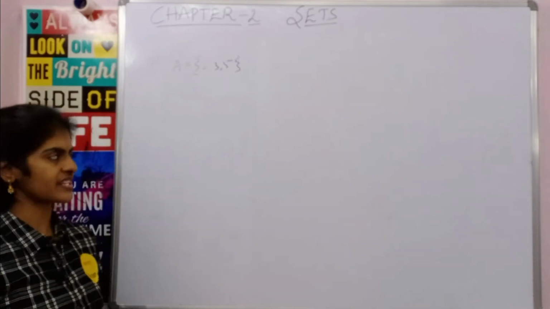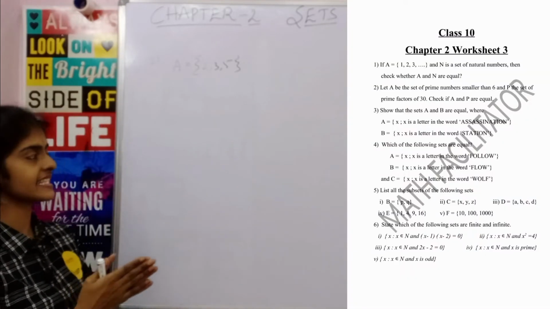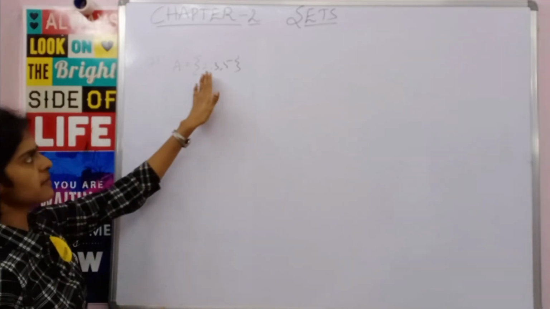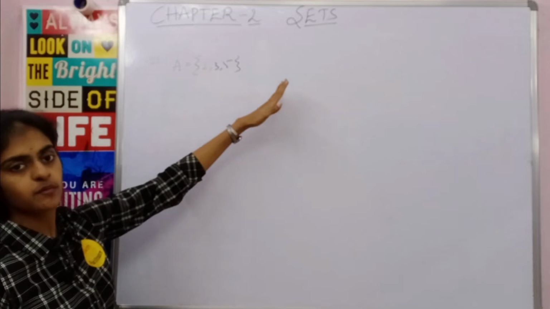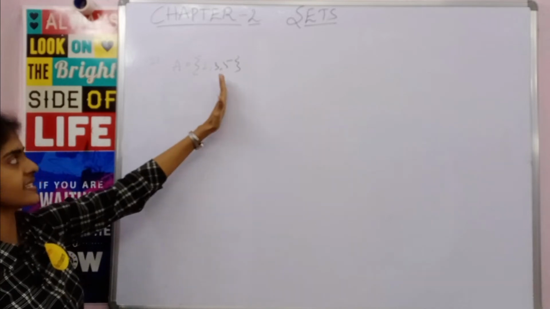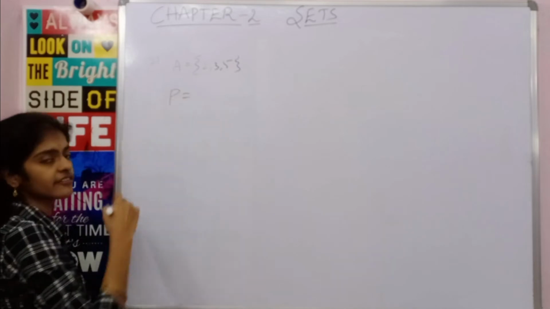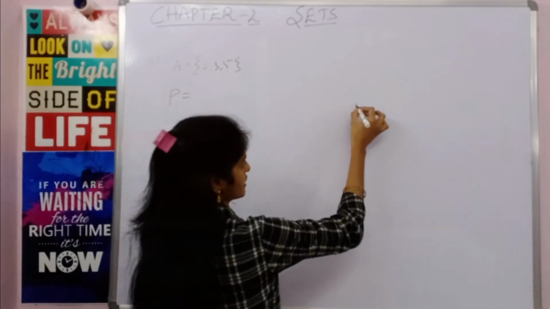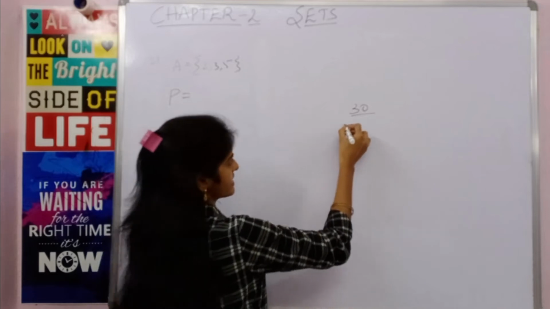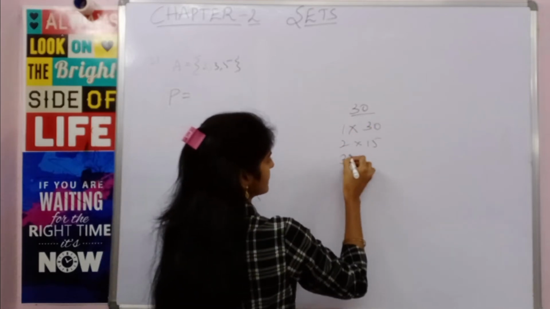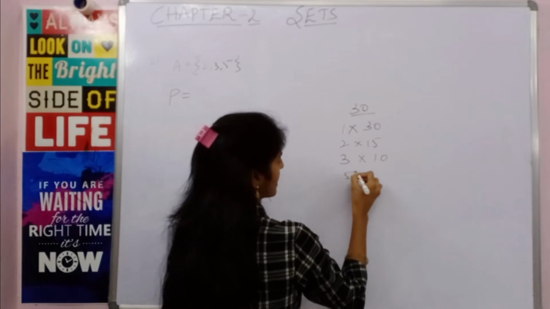Moving on to the next question, A is a set of elements containing all the prime numbers smaller than 6. Prime numbers are nothing but 2, 3, 5, 7, but you want prime numbers smaller than 6, so we are stopping at 5. Then P is a set containing prime factors of 30. So what are the factors of 30? It is nothing but 1 into 30, 2 into 15, 3 into 10, 5 into 6.